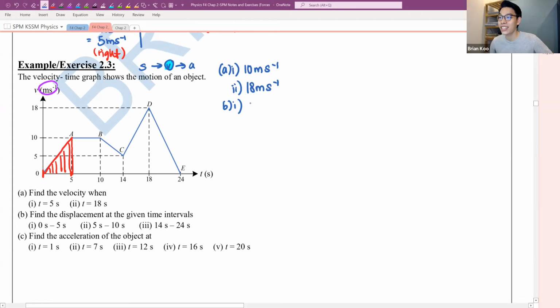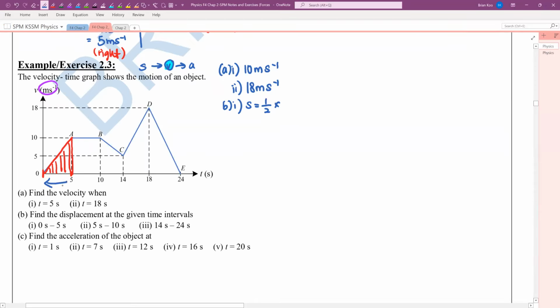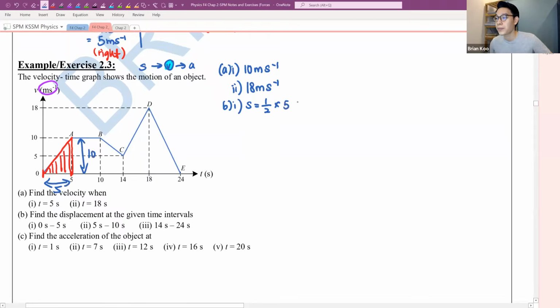If you're not sure, you need to go back and revise again. Half times base, which is 5, times height, 10, equals 25 meters. Half times base times height.